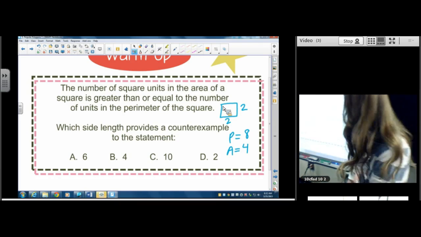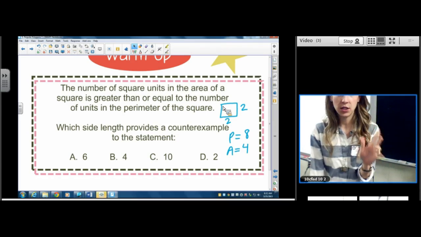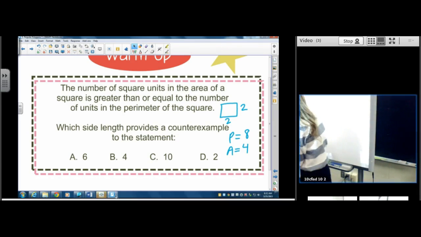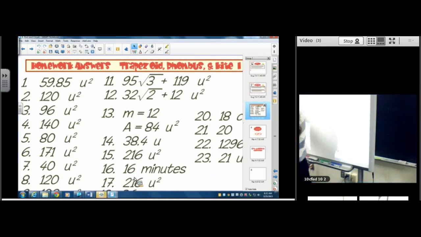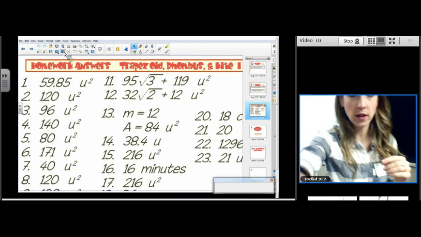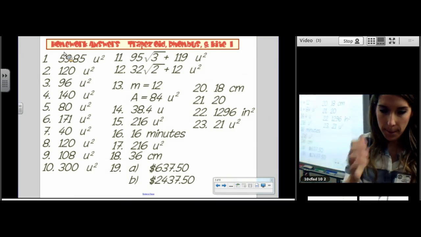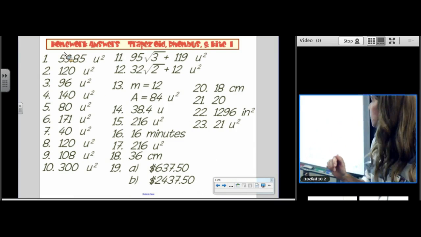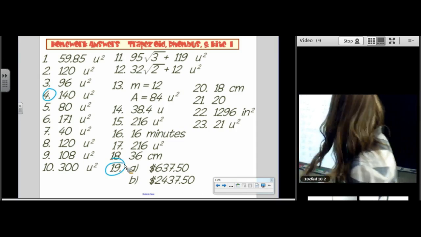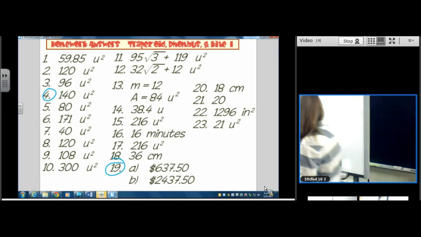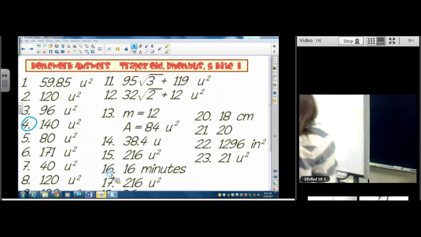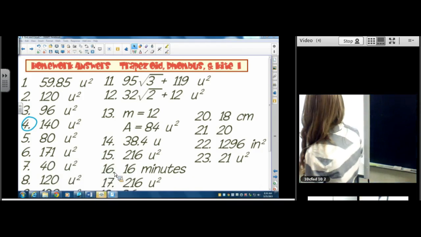Okay? First, I'm going to show the answers to a worksheet you had a couple of nights ago. I haven't shown this on a recorded lesson yet. Trapezoid, rhombus, kite. So we're going to work 4 and 19.